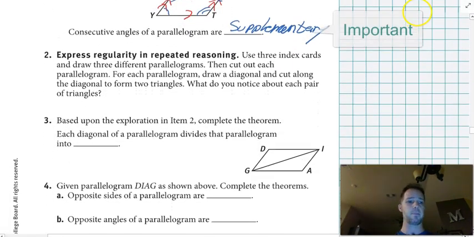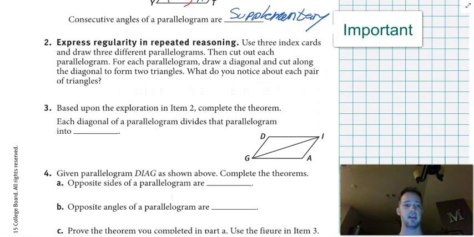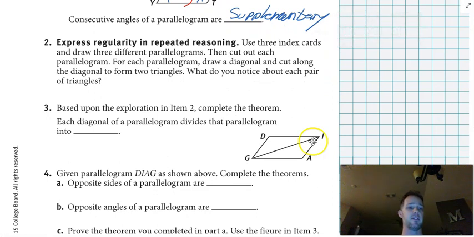Okay. Number 2 says use 3 index cards and draw 3 different parallelograms. Whenever you create a diagonal on a parallelogram, that diagonal is going to cut the parallelogram into 2 congruent triangles. And at the center of that diagonal, there is rotational symmetry. So if I was to rotate triangle DIG around that, it would actually map exactly onto the other one. So each diagonal of a parallelogram divides it into 2 congruent triangles.